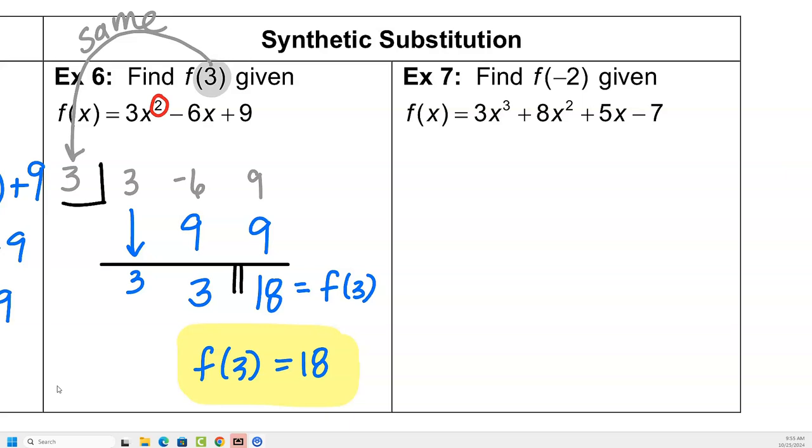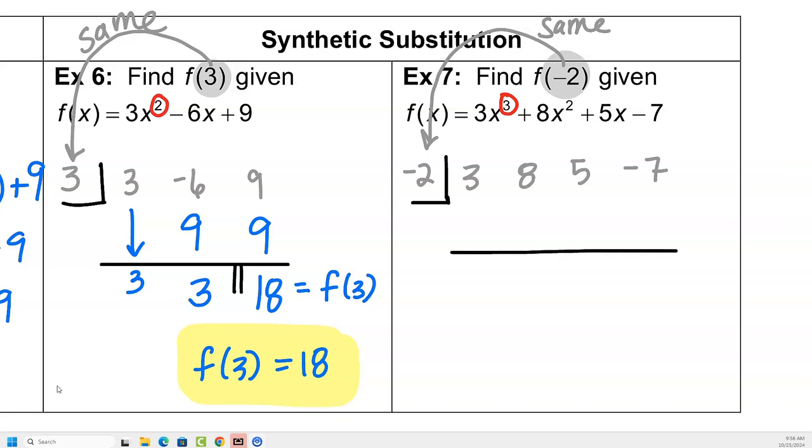Okay, let's do this one more time. Let's set this one up together, and then you can do the substitution. So here, I'm going to draw my backwards L. What's going to go in the window this time? Yeah, -2, right? It's the same. Okay, and then the numbers, are there any missing terms if the power is 3? 3, 2, 1, 0. Nope. So now I could just write those coefficients, right? 3, 8, 5, -7. Leave some space to write our problem.